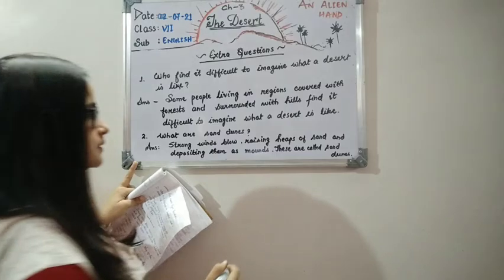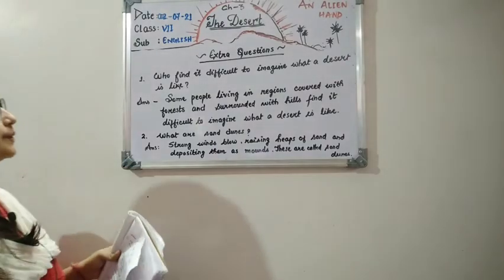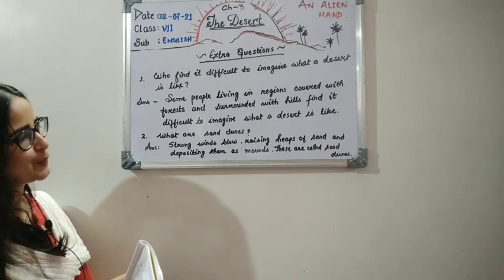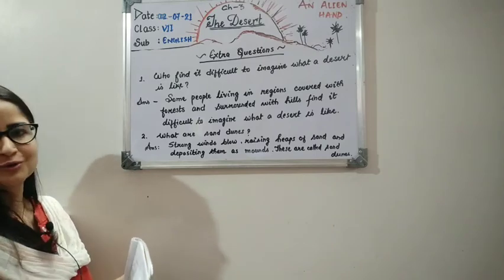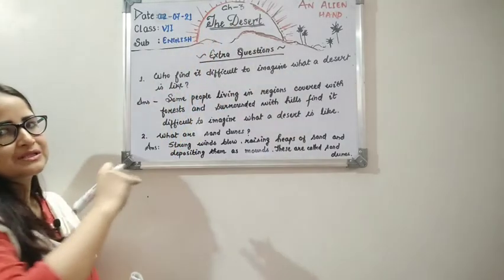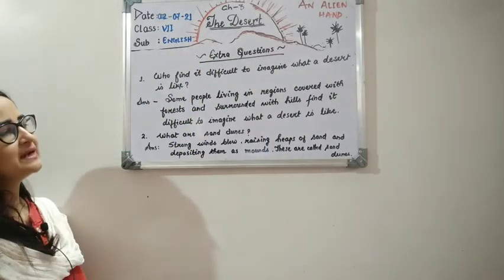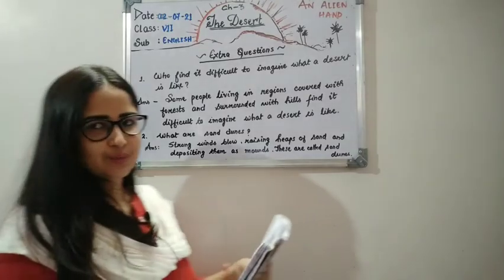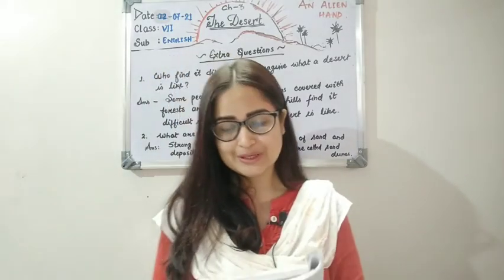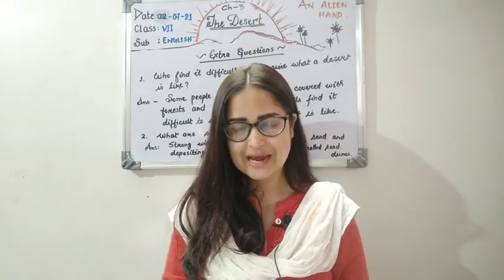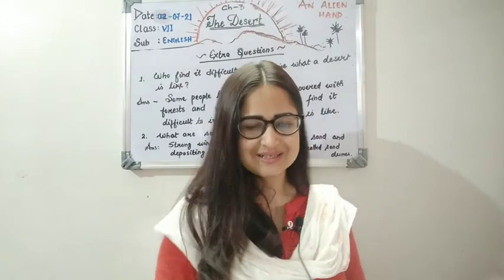Okay, children. So, strong winds blow, raising heaps of sand and depositing them as mounds. Mounds are like raised structures. These structures are not mountains but a heap of sand. These are called sand dunes. So we are done with 1 and 2. Now moving to number 3. Which animal is known as ship of the desert and why? Let's write it down.